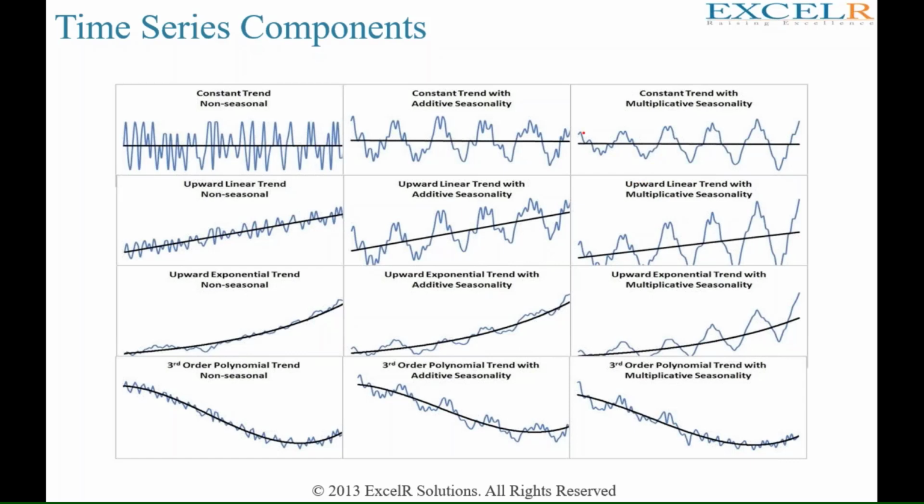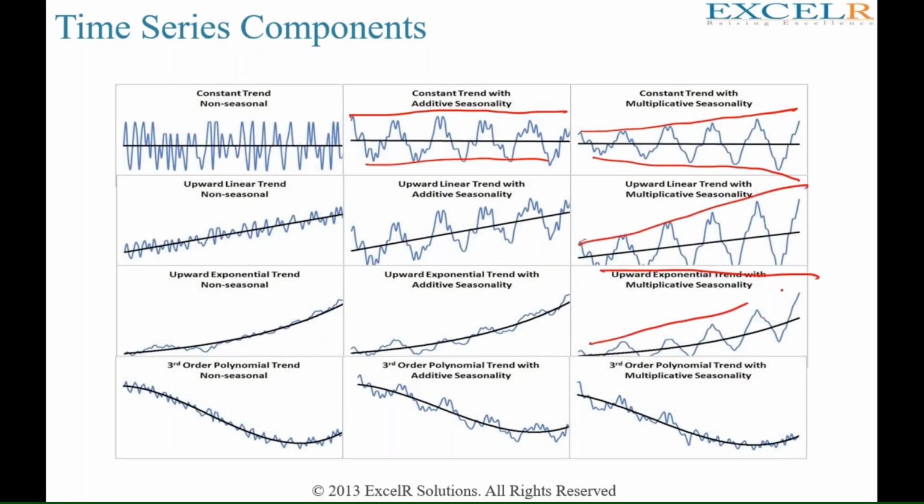But if the magnitude also changes along with the seasonality, then it is called multiplicative. Here if you see, the difference is you have a constant seasonality. Here the magnitude is increasing. Here also the magnitude is increasing. Like waves on the sea, at the beach, the magnitude increases. And that is the difference between additive and multiplicative seasonality.